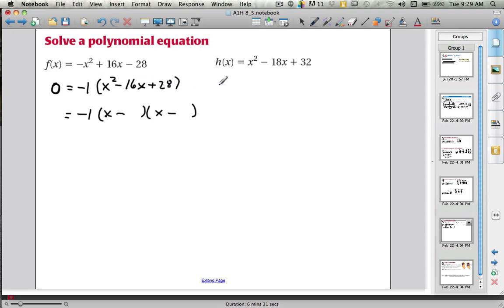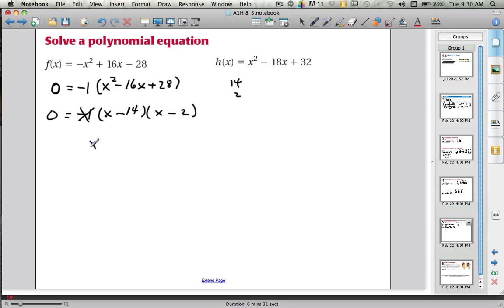Well, I think 2 and 14 add up to be 16, right? 14 and 2. And it doesn't matter where I put them because they're both going to come out minus. And that's what makes the minus 16. Now, if I multiply three things together and the product is 0, that means that one of these three things had to equal 0. So the negative 1 is never going to equal 0. It has no bearing on the solutions.